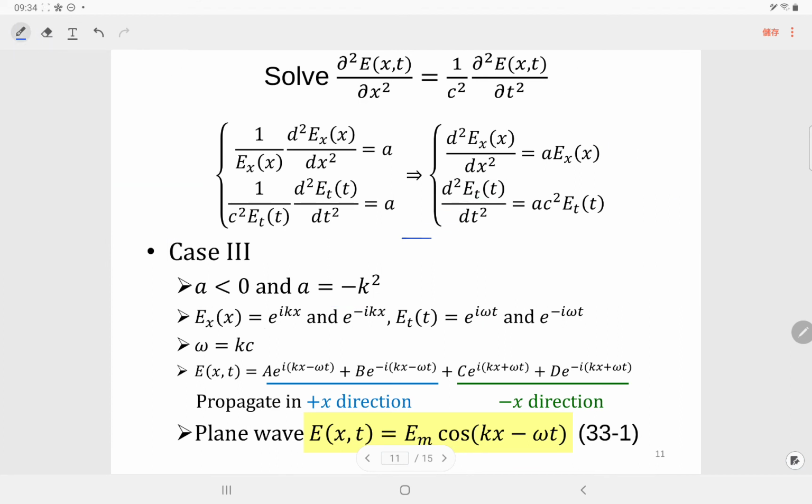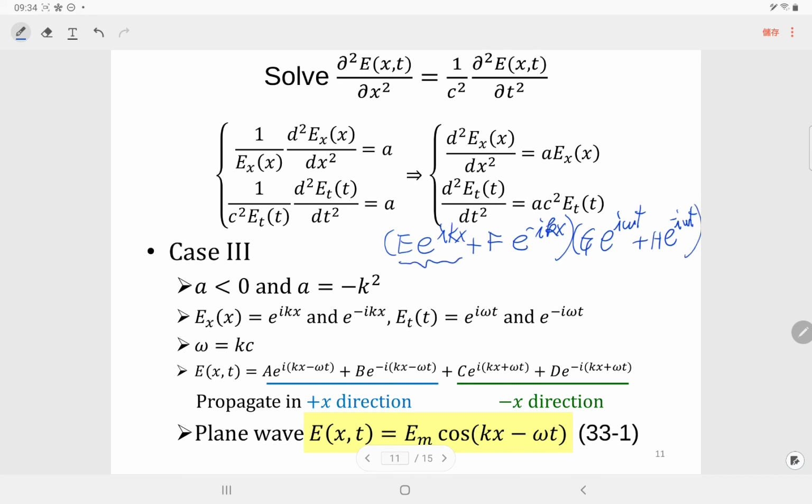So you put something like, maybe we have E exponential to i kx plus F exponential to minus i kx, and then EFG exponential to i omega t plus H exponential to minus i omega t, something like this.